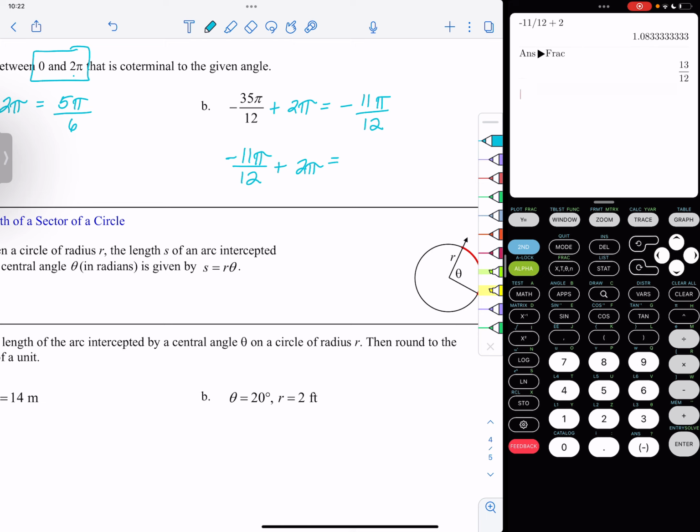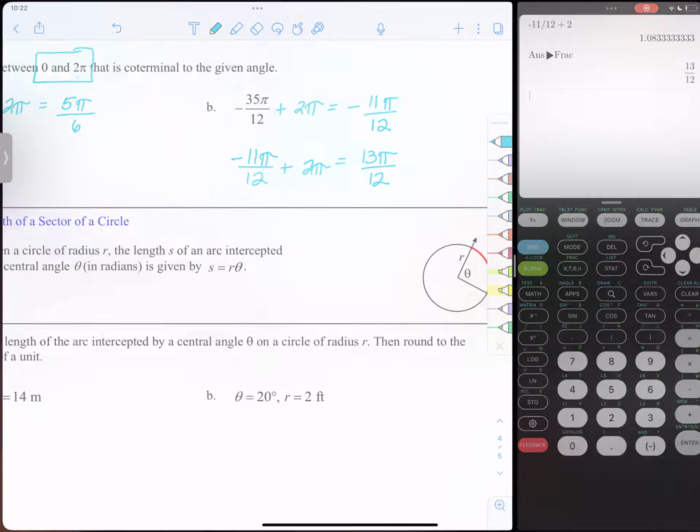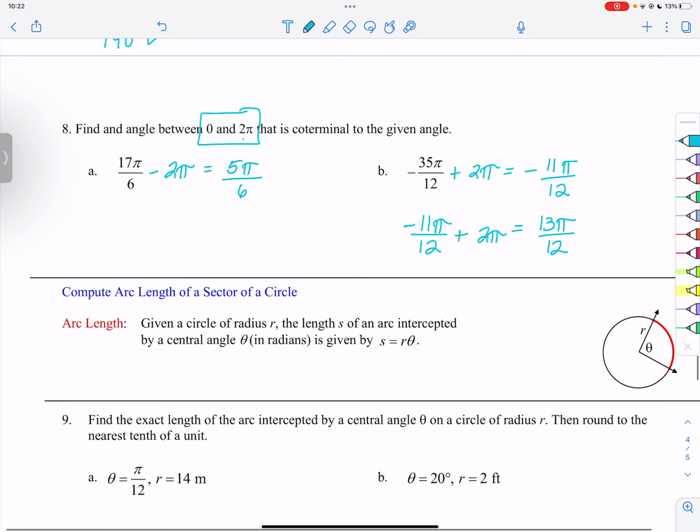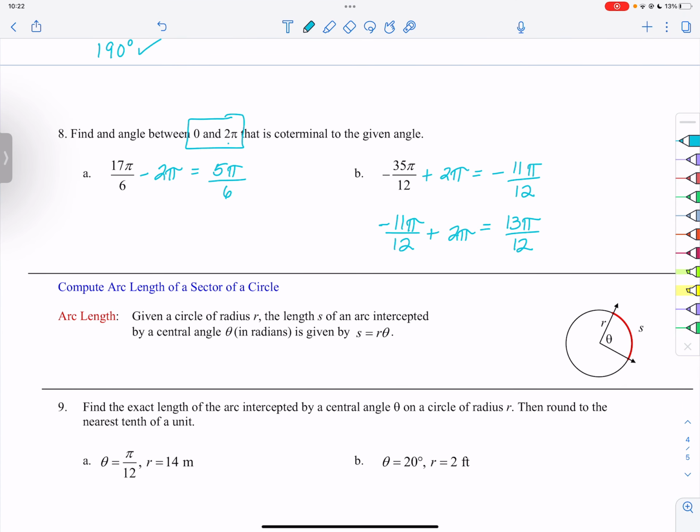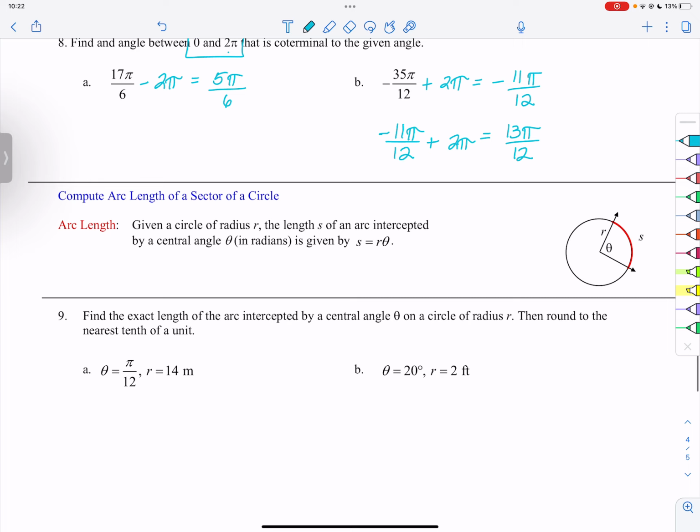And we get 13 over 12. And we are between 0 and 2 pi if we are at 13 pi over 12. Okay, now let's end our lesson. Actually, we're not ending with this arc length. We will talk about linear and angular speed after this. This is quite a big section and a lot to learn in one section.